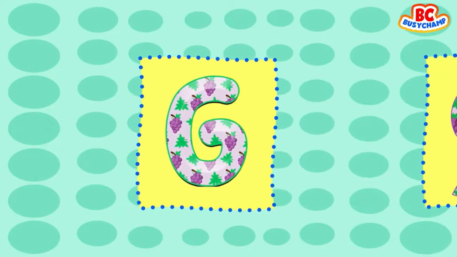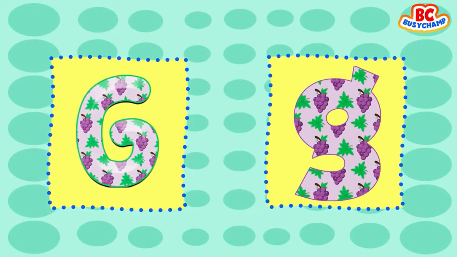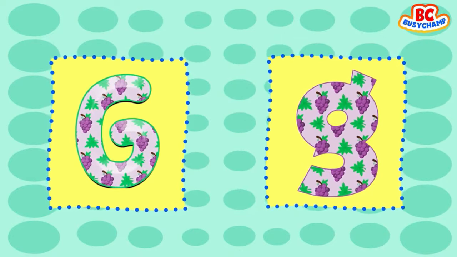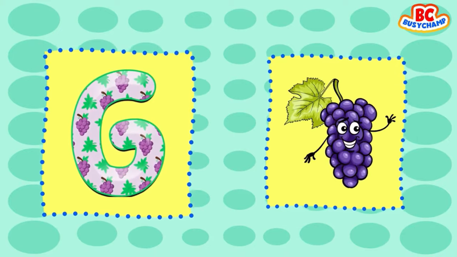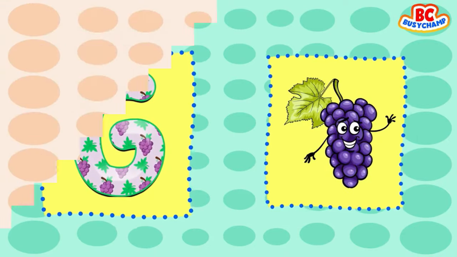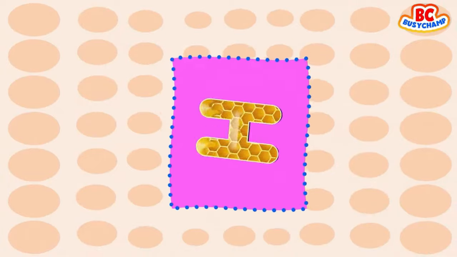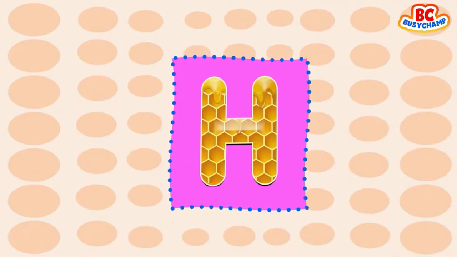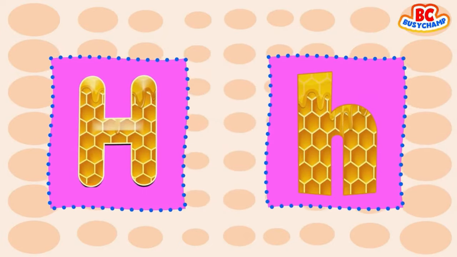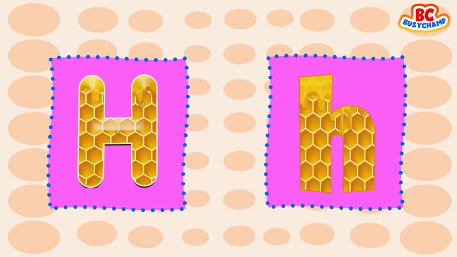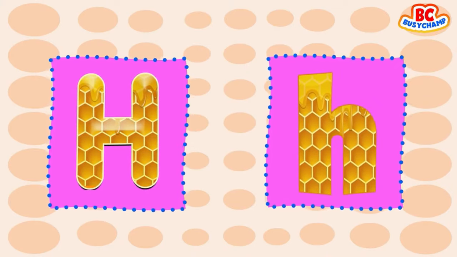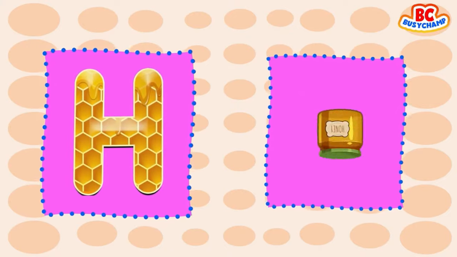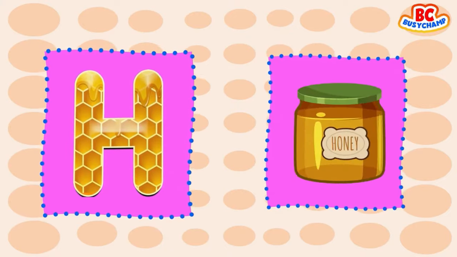G. The sound of the letter G is G. G for grapes. H. The sound of the letter H is h. H for honey.